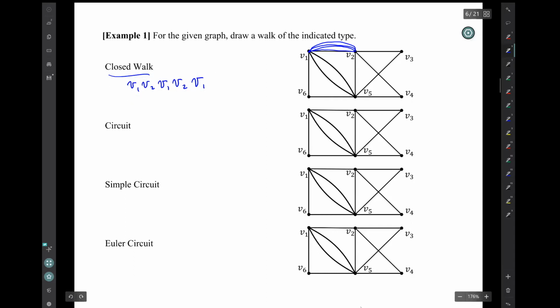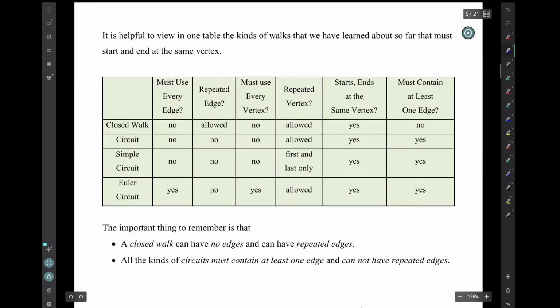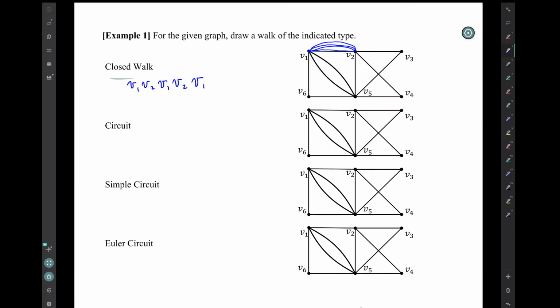Now what about a circuit? Let's go back up and review the definition of circuit. A circuit has to start and end at the same vertex, has to contain at least one edge. Repeated edges are not allowed. Repeated vertices, however, are allowed. Well, here's the circuit that I'm going to draw.